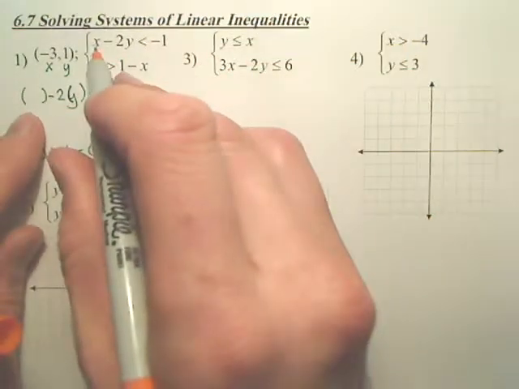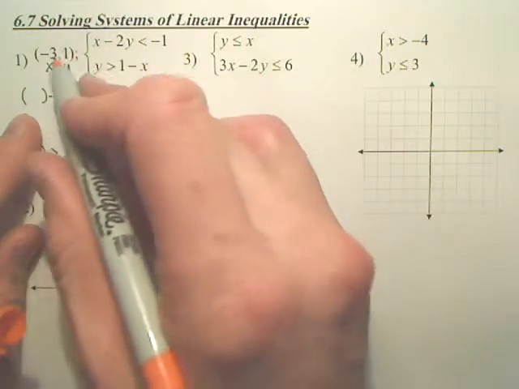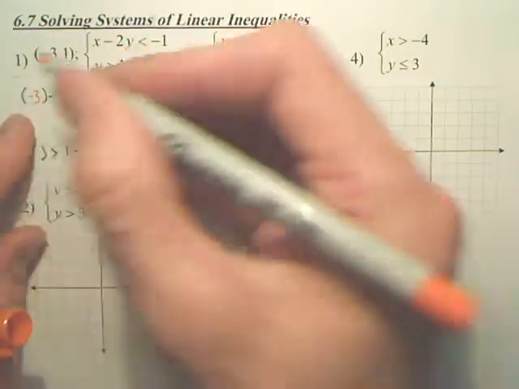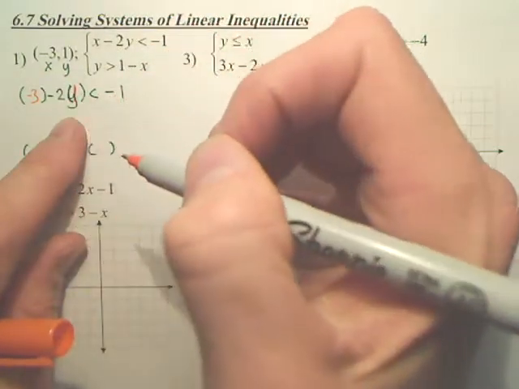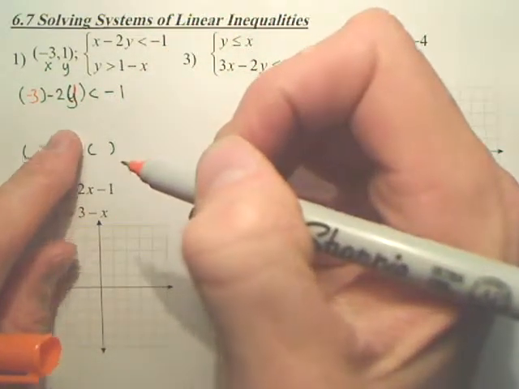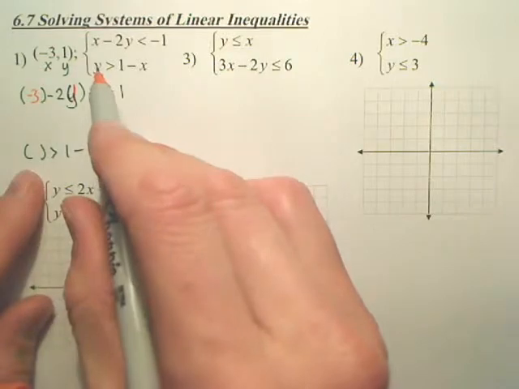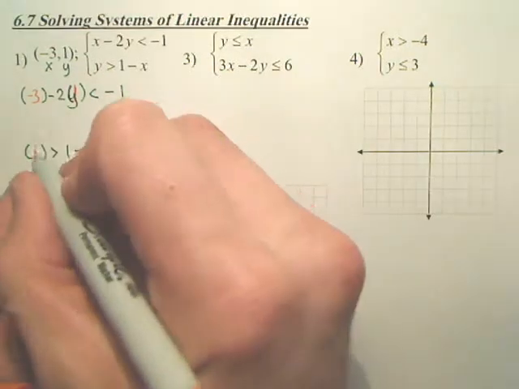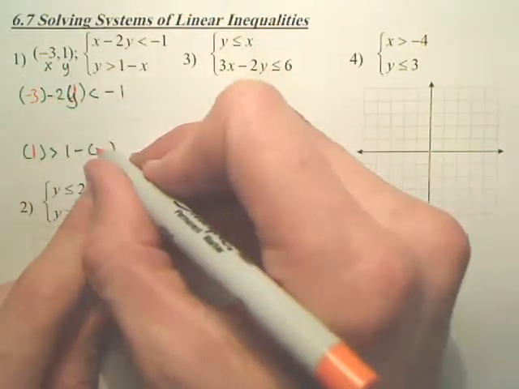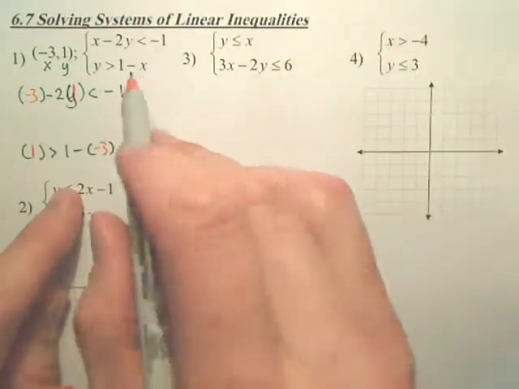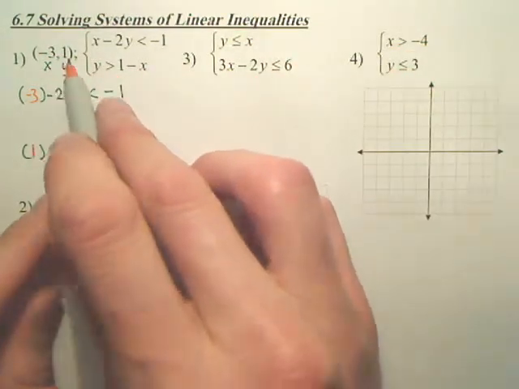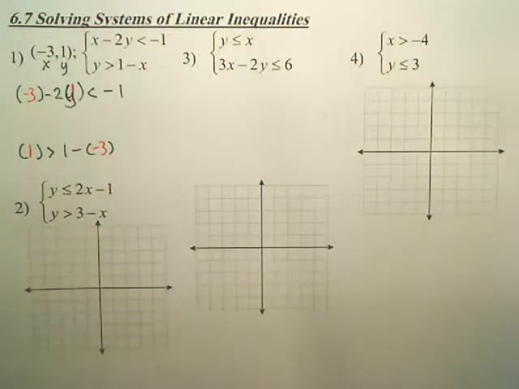For the first equation, x is right here, negative 3. Here, y is 1. And for the second equation, this is y, so y is 1. And for the second one, x is negative 3. So basically, I have two equations, and I'm plugging into them x and y and seeing if they're both true. They both have to be true for it to work. If one of them's not true, the whole thing's false.